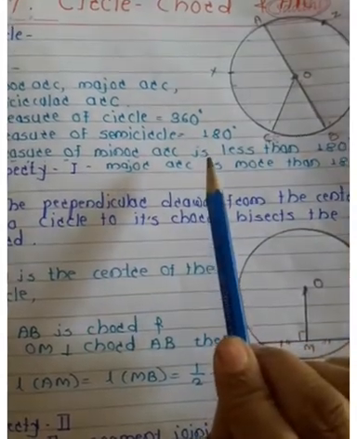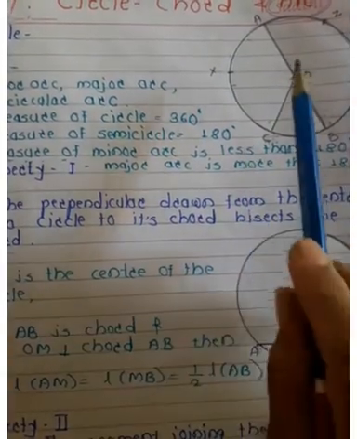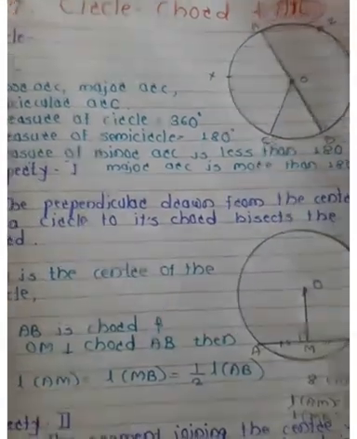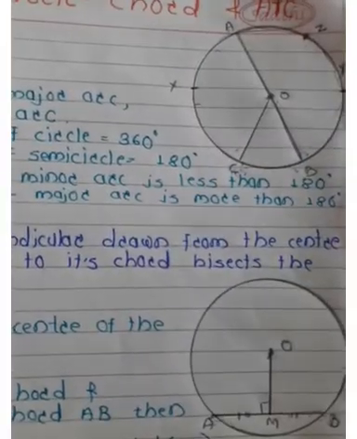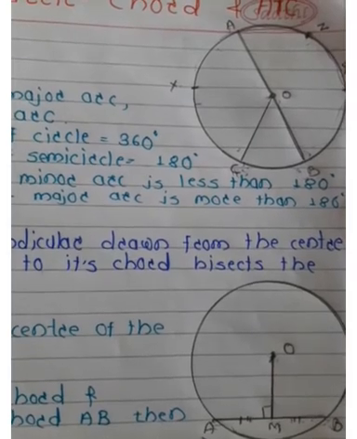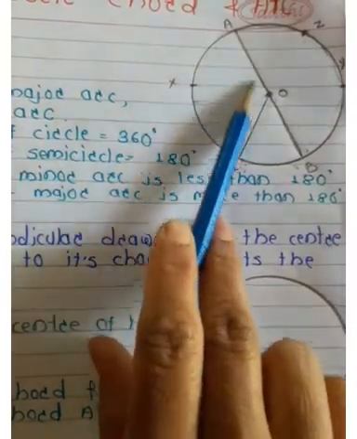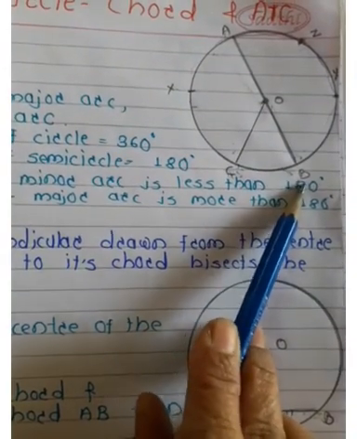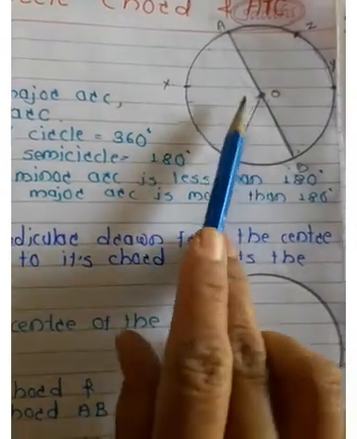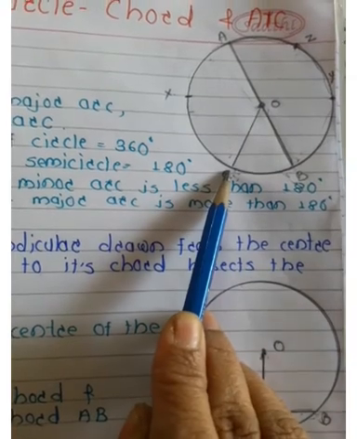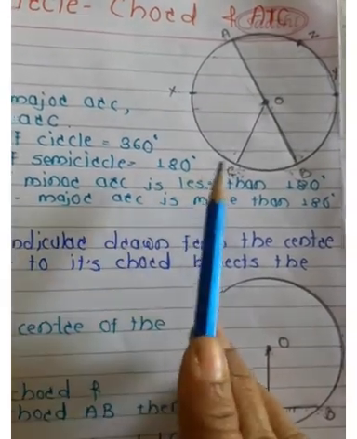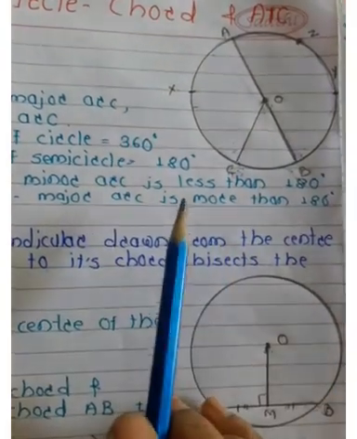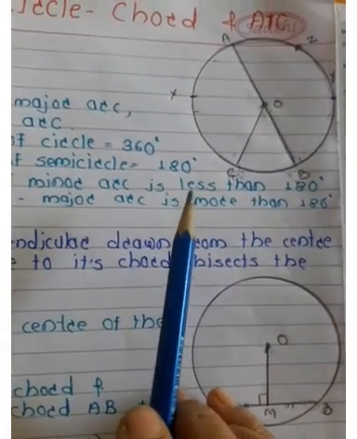Then a chord is a segment. Here AB is the chord. Now diameter. Diameter is the chord which passes through the center of the circle. AB is the diameter, and half of the diameter is the radius, or 2 times the radius is called the diameter.